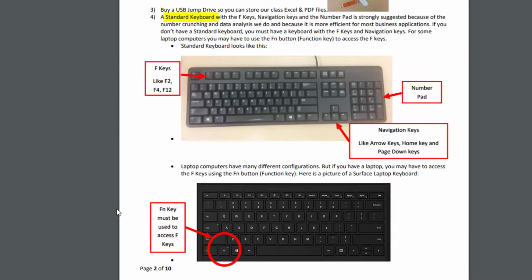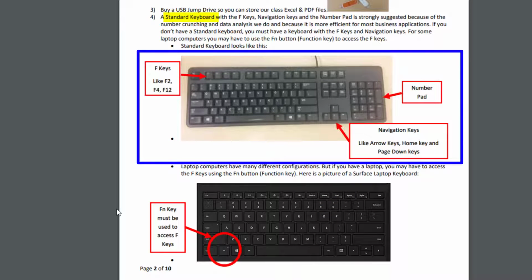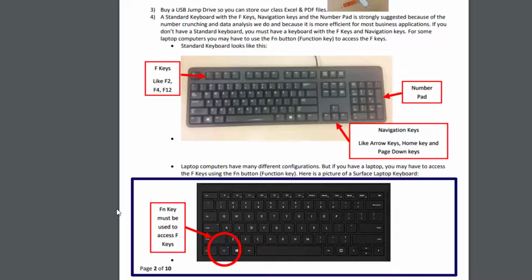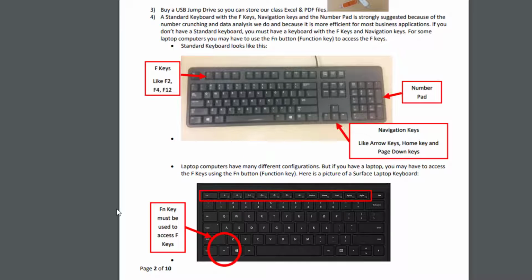You also want to try to have a standard keyboard with the F keys and a number pad. When you're dealing with numbers and Excel and math, these are incredibly important. Now, some of you might have a laptop that has an FN key. In order to get to the F keys at the top, like F12 for save as, F4 to lock cell references, you got to use the FN key. And in the videos, when we first encounter this problem, I point this out.